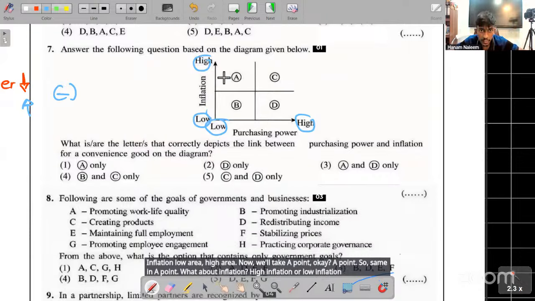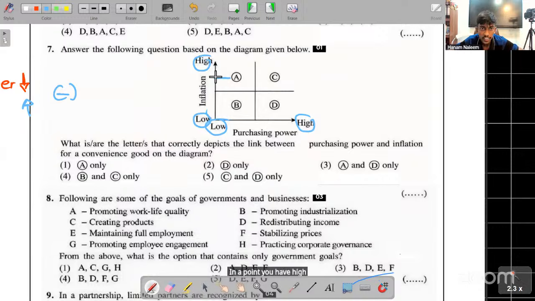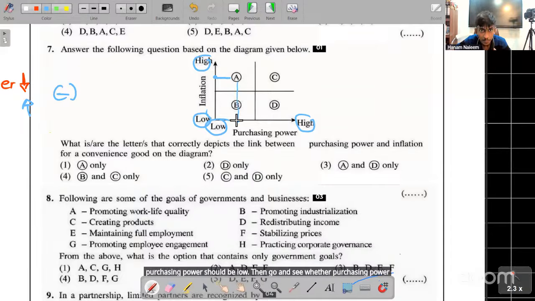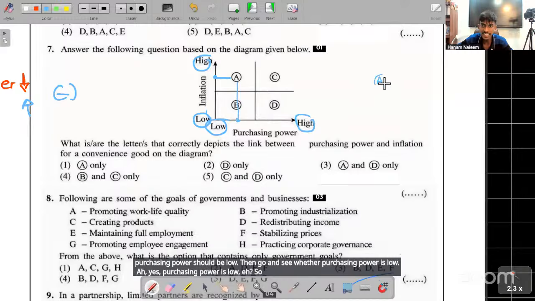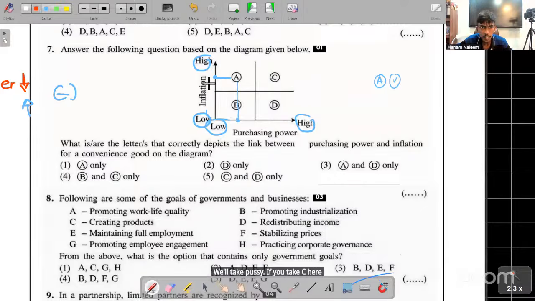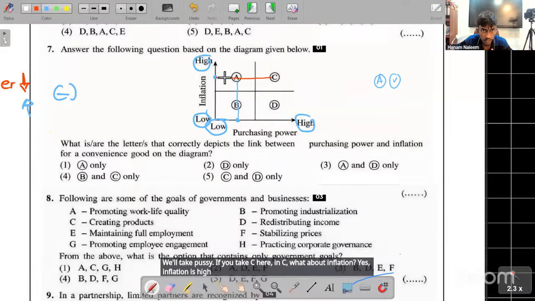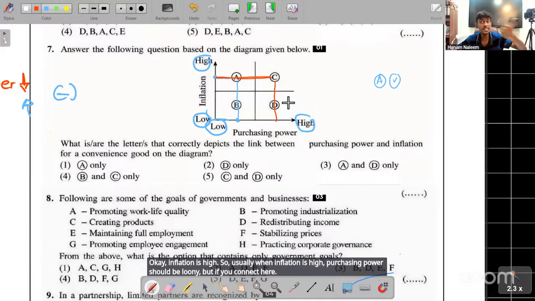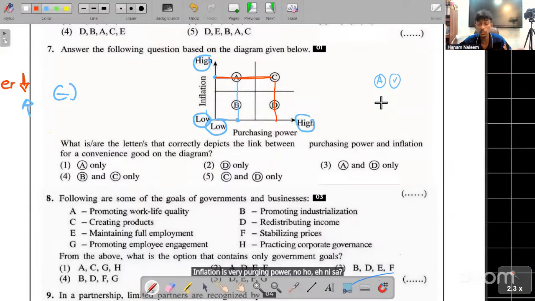Look, in point A, you have high inflation. What about purchasing power? Usually when inflation is high, your purchasing power should be high or low? Purchasing power should be low. Right? Then go and see whether purchasing power is low. Yes, purchasing power is low. So we can take A. A is correct. Right. We'll take C. If you take C here, what about inflation? Yes, inflation is high. So usually when inflation is high, purchasing power should be low. But if you connect here, purchasing power is also high. Is that correct? Inflation with high purchasing power. No. So we can't take C. C is wrong.